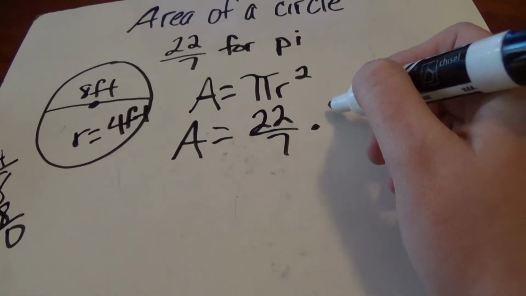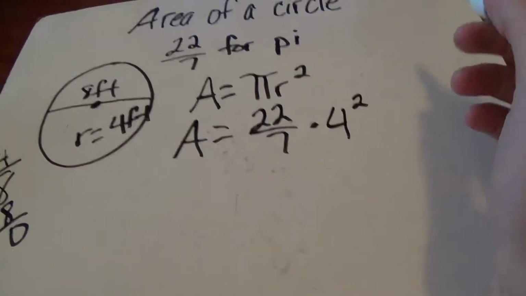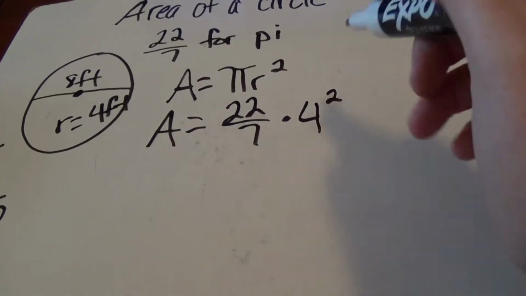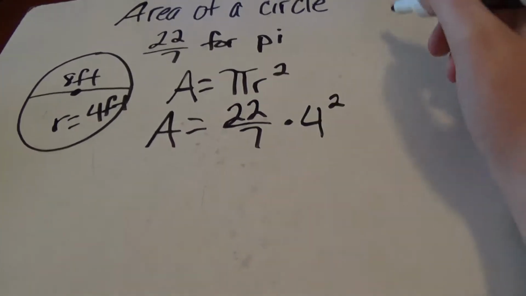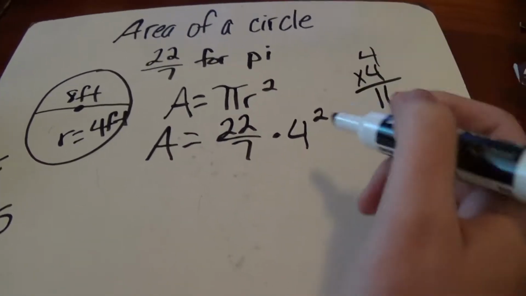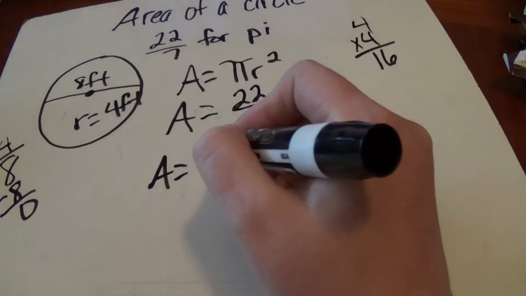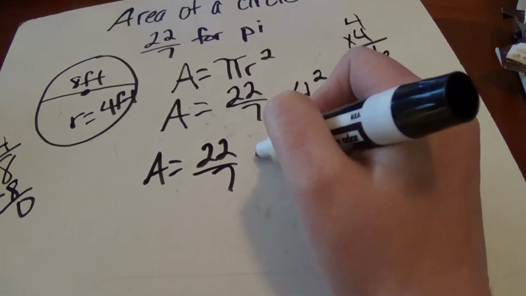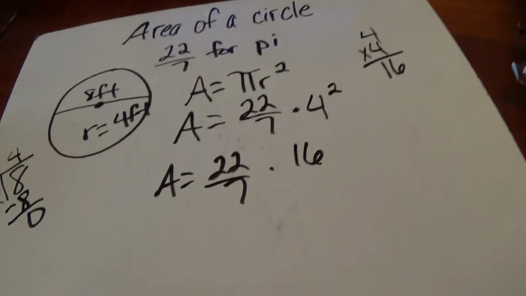So we're going to take our radius, 4, and we have to square it. According to order of operations, we have to do our exponent first. So 4 times 4 is 16. Okay, so now our equation says 22 over 7 times 16.